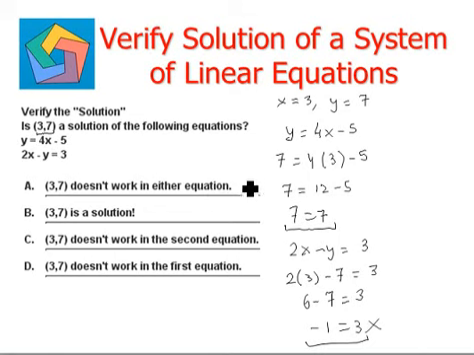Option A says doesn't work in either equation. This is incorrect. It is working for the first one. It is again not a solution. So 3 comma 7 doesn't work in the second equation is the correct answer.